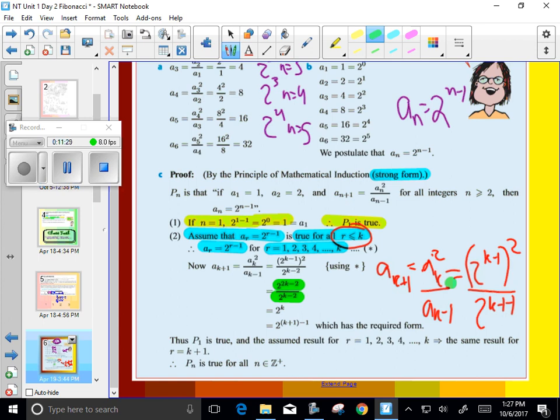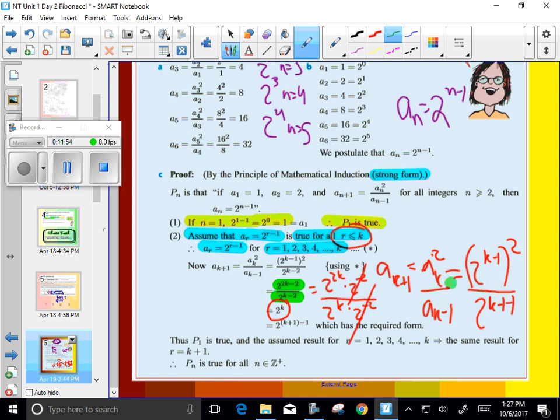And then I'm going to do a little algebra help here. 2 to the 2k times 2 to the negative 2 over 2 to the k times 2 to the negative 2. What happens to the 2 to the negative 2's? They're out of there. And what's 2 to the 2k over 2 to the k? Very good. So there you got it.